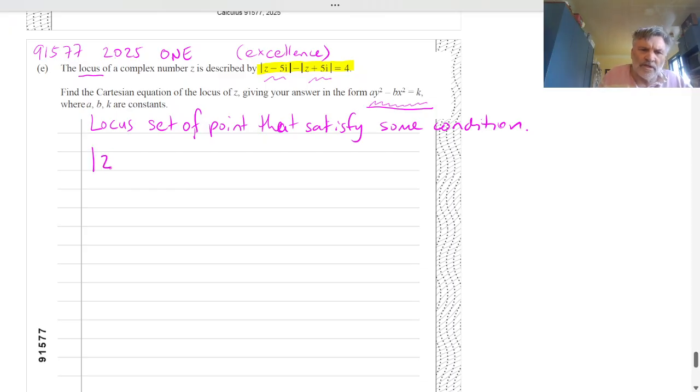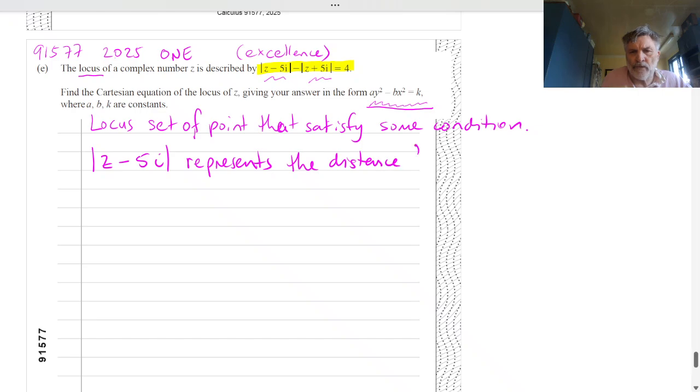And the thing to notice, or remember, or recall, or have done some work and discovered, is that the modulus of z minus 5i represents, or is in fact, the distance from some point z to 5i. Let's look at this in a picture.